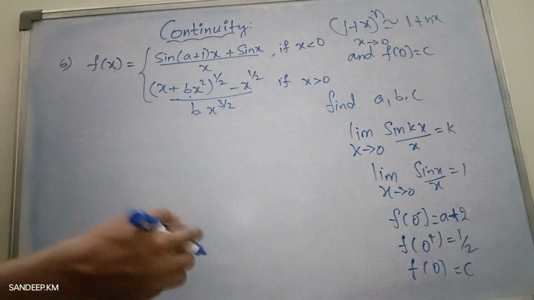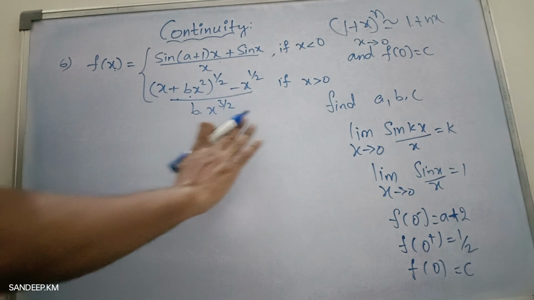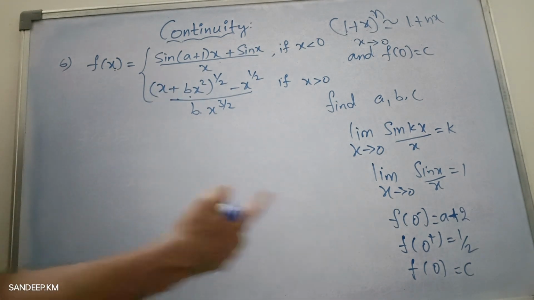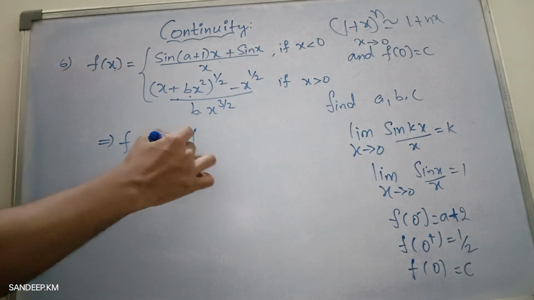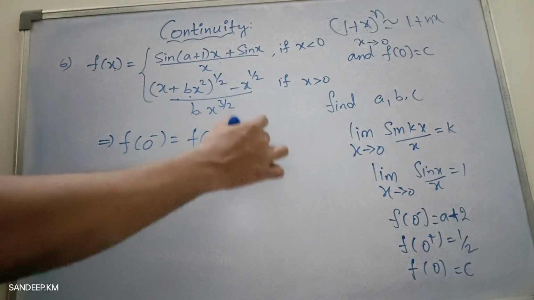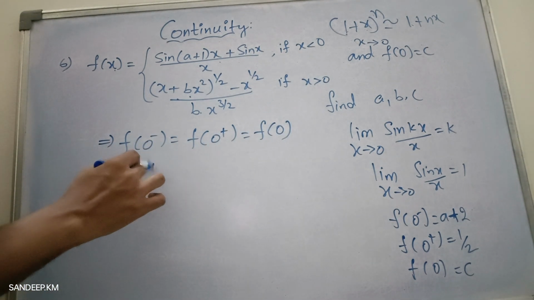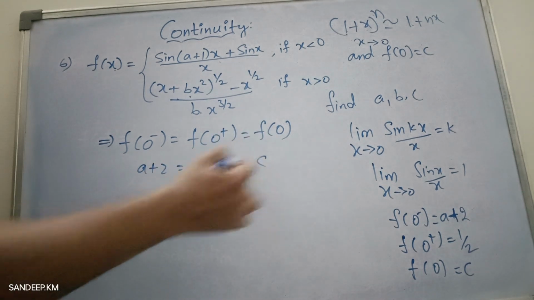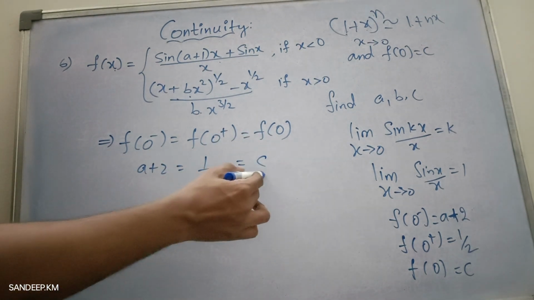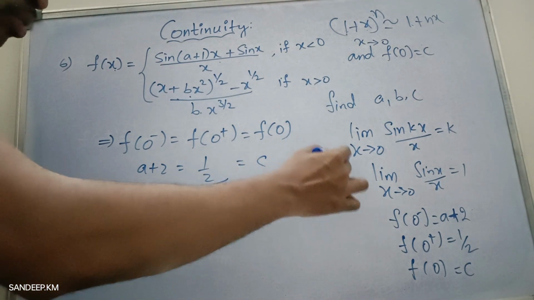Dear students, according to the question, the function is continuous. I have erased that part. Since the function is continuous at x equal to 0, we can say that f of 0 minus is equal to f of 0 plus is equal to f of 0. f of 0 minus is a plus 2. f of 0 plus is 1 by 2. f of 0 is c. So directly we can say what the c value is. What is the c value, dear students? The c value is 1 by 2.